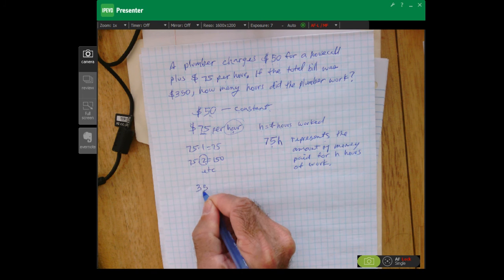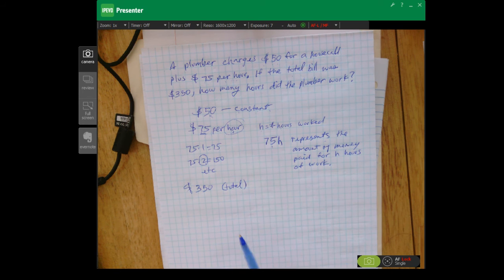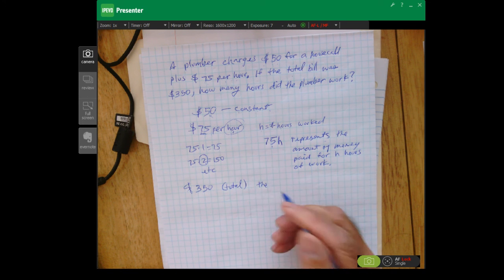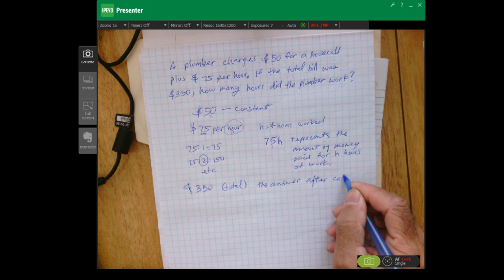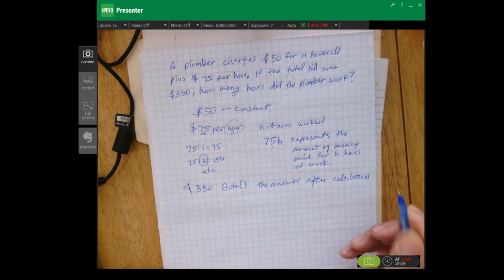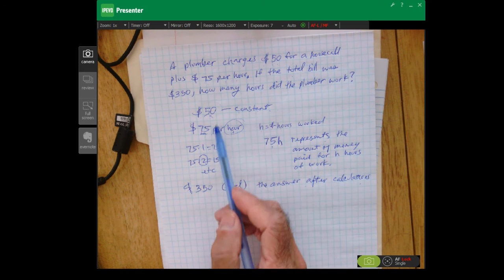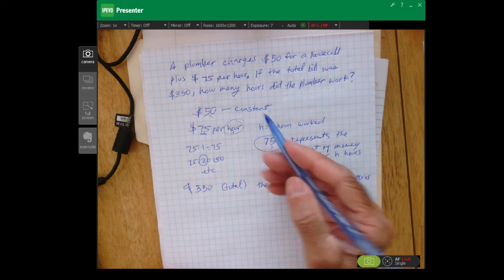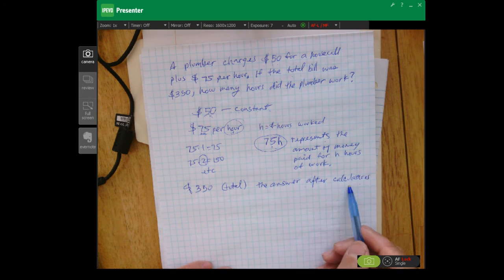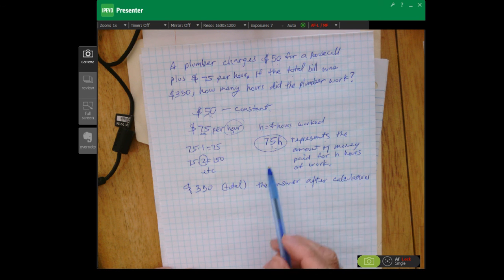And then the last number is 350. That's our total, right? The total bill was 350. So the total is basically the answer that you get after doing all the calculations. So the first number you're going to take is the 50, and we're going to put it together with the number we get when we multiply. Now this is a variable term, and that's a constant term. We're going to put those together and do our calculations. Depending on the problem, sometimes you'll have to add, sometimes subtract, sometimes a combination of things, multiply and then add. So that's what's going to happen here.